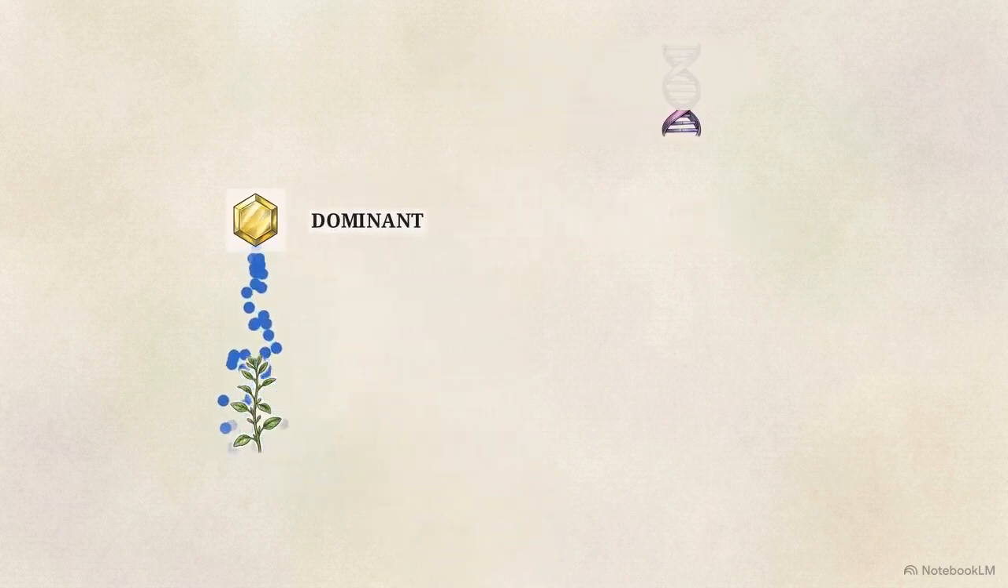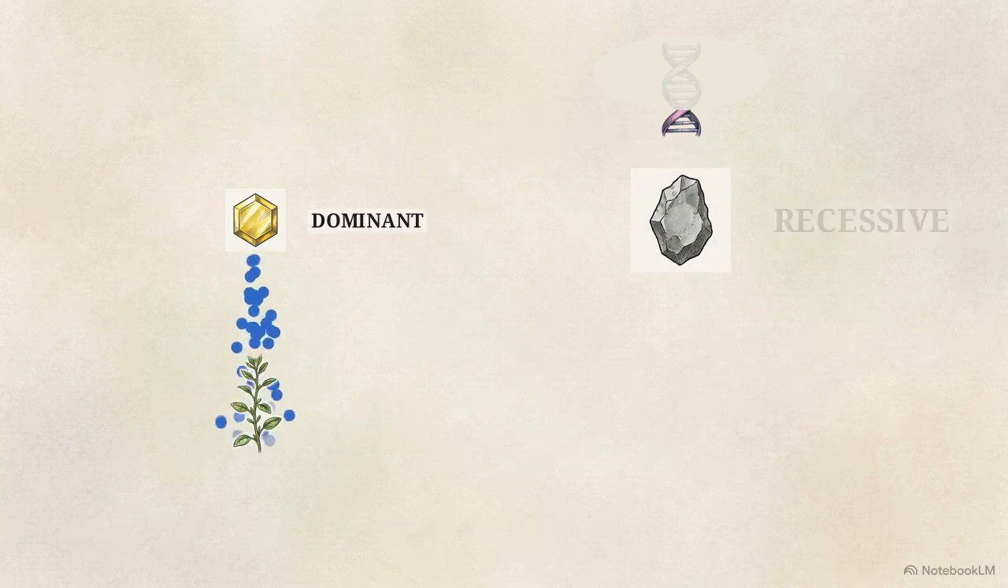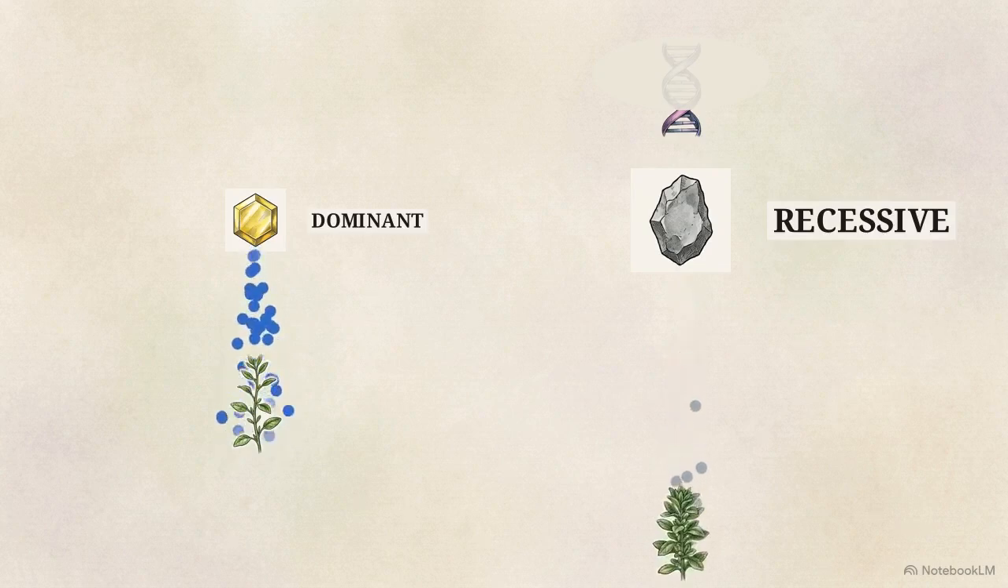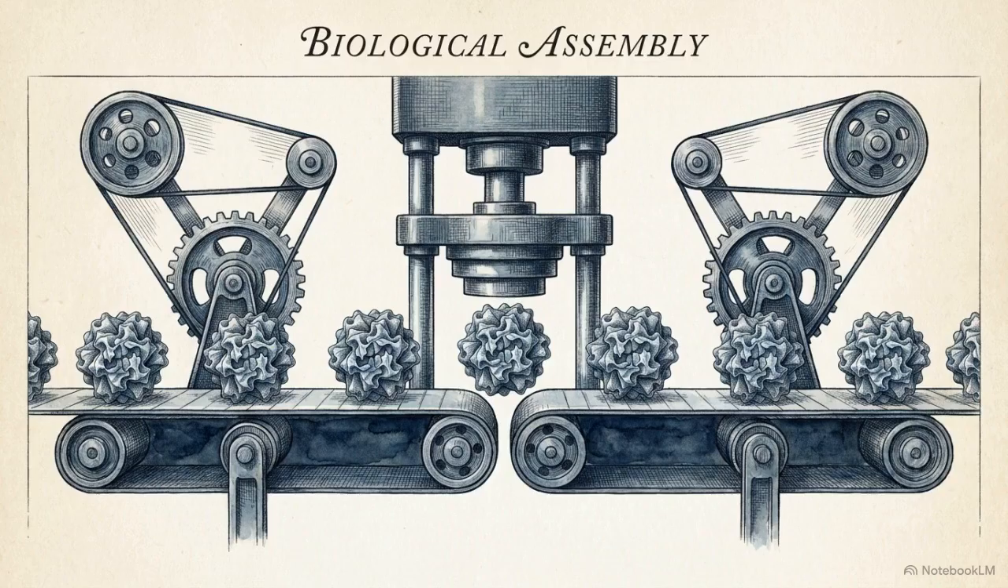Contrast that with the recessive pathway. Here, an altered manual creates a sluggish enzyme. It produces only a small trickle of hormone, resulting in a physically short plant. Biological dominance isn't magic, it is purely a matter of chemical manufacturing. Whichever gene runs the most efficient assembly line dictates the final physical outcome.